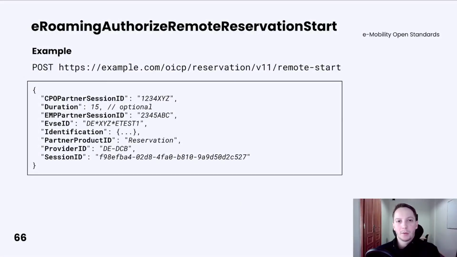Request for AuthorizeRemoteReservationStart is very similar to AuthorizeRemoteStart. We have an identification field, which holds authentication data to authorize the user. Also, we have previously mentioned provider ID and EVSE ID fields, which are mandatory. Then we have a duration field, which is expressed in minutes. Finally, we have session ID related fields.